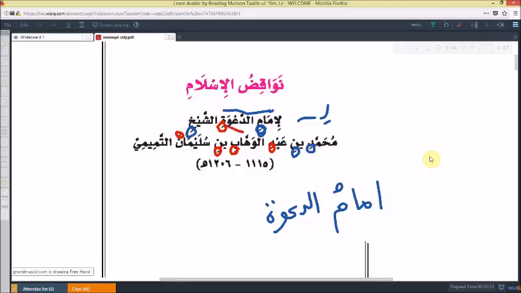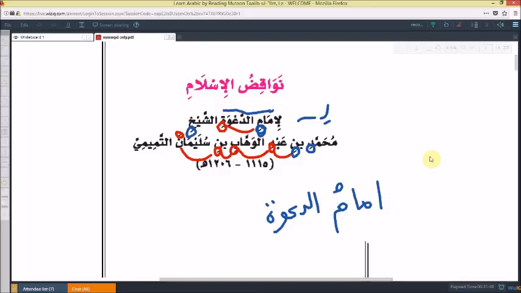This is mudaf ilayh to ad-dawa, or imam. This is mudaf ilayh to ibn. This is mudaf ilayh to abd. This is mudaf ilayh to wahab. And this is mudaf ilayh to ibn. This is Muhammad, the son of Abdul, Muhammad, the son of, the slave of, Wahab, the son of Sulaiman. So it's a bunch of idafas there.